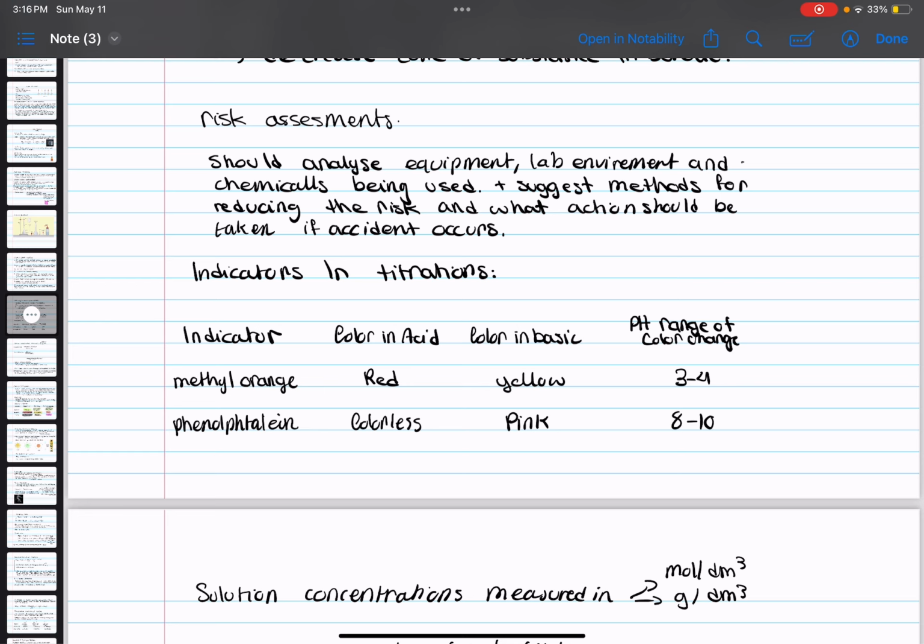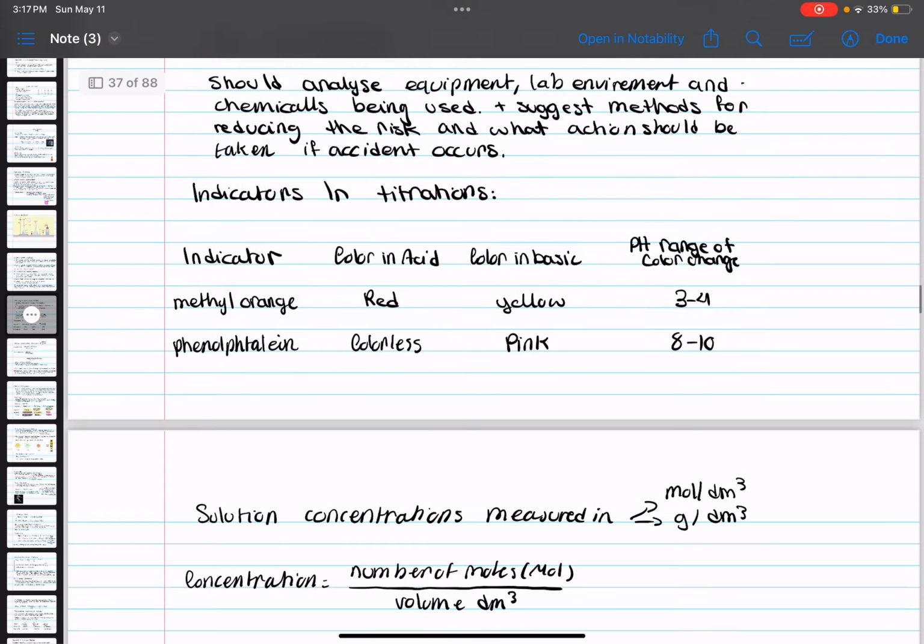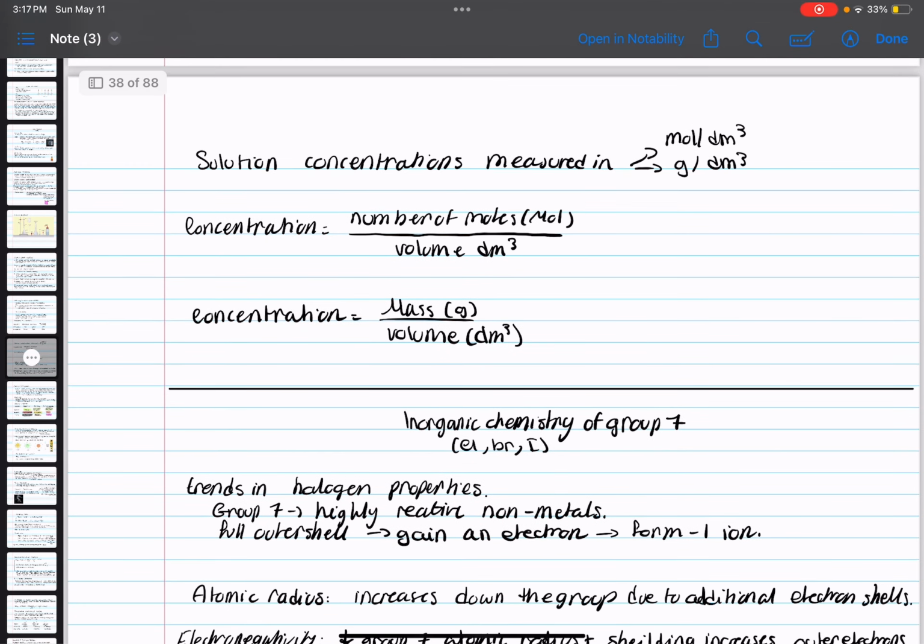So for indicators in titrations, you could use methyl orange or phenolphthalein. Methyl orange goes red in acid, yellow in base, and has a pH range of 3 to 4. Phenolphthalein's pH range is larger, 8 to 10, and it goes colorless in acid and pink in base. Solution concentration is measured in 2 different ways: moles per decimeter cubed and grams per decimeter cubed.